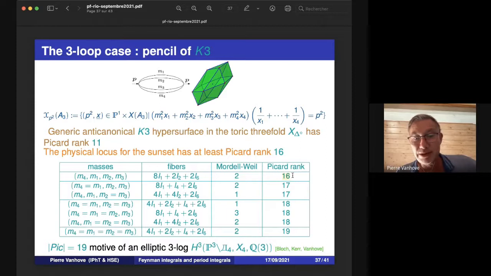But it has a Picard rank that is much higher than the one that you actually have, because of the restriction of parameters, cycles go away. And one way to understand the geometry of that K3 is by looking at it in the eyes. You can try to compute the set of independent periods, look at the relations, and try to see what is the transcendental lattice.